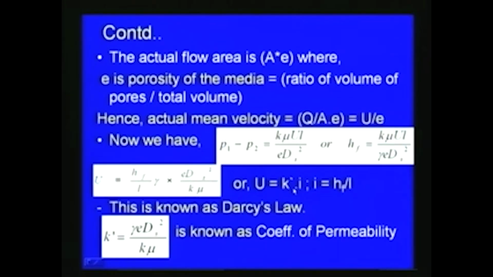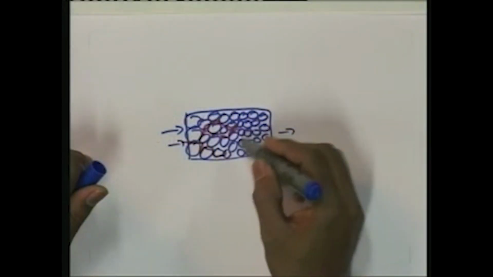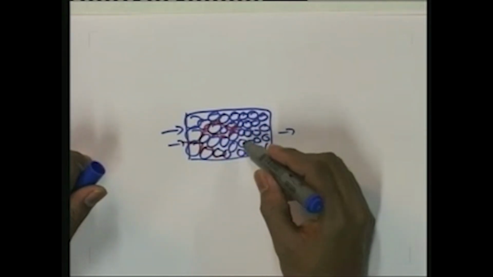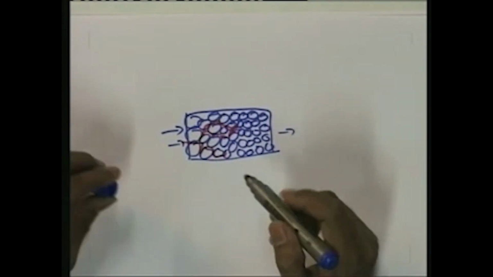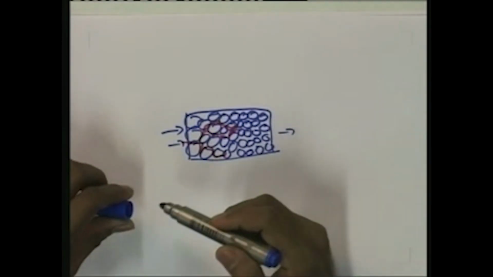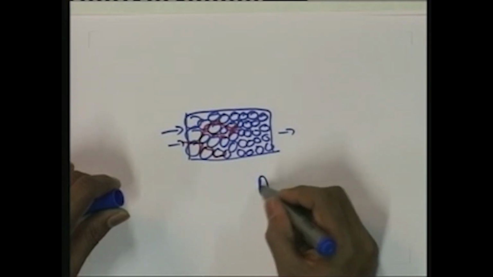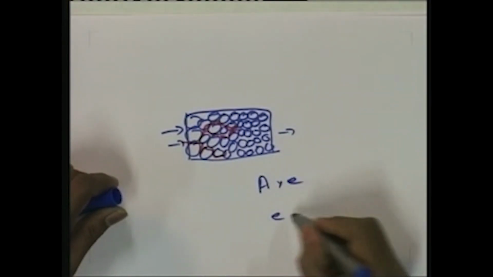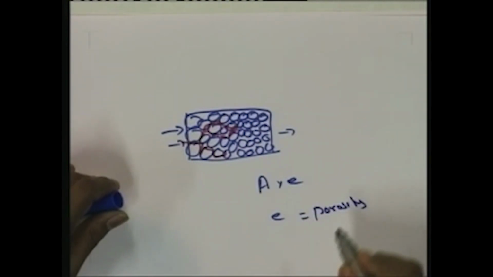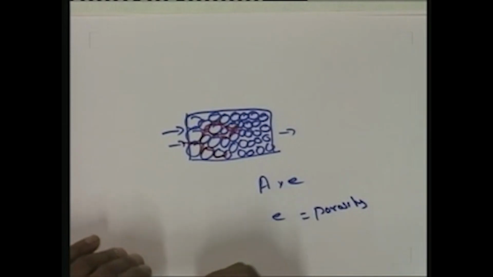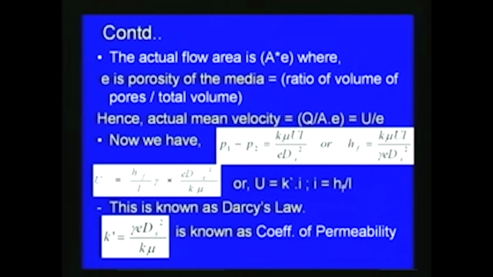As far as the porous media flow is concerned, you can see there are a number of pores, and sand grains are there, and the flow is taking place only through the pores. So the actual area will be reduced. We can write the actual flow area as A into E, if A is the cross-sectional area, where E is the porosity of the media, which is the ratio of the volume of pores to the total volume. So the actual area is A into E.